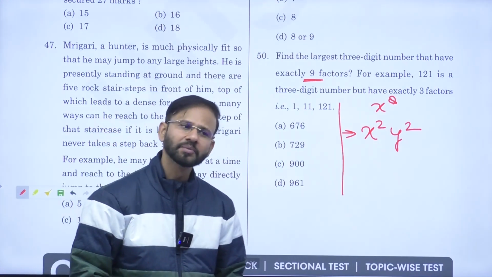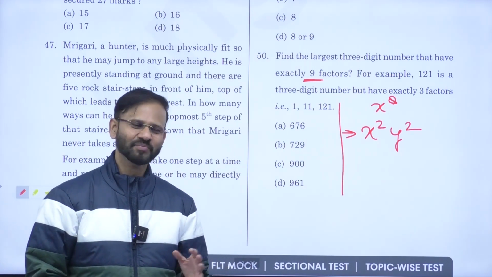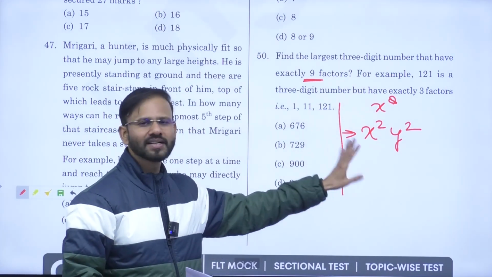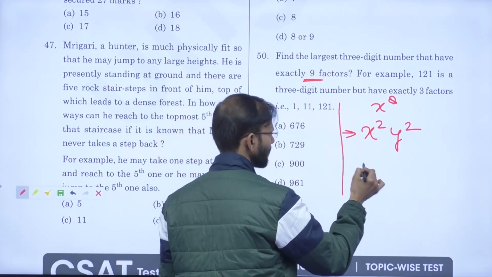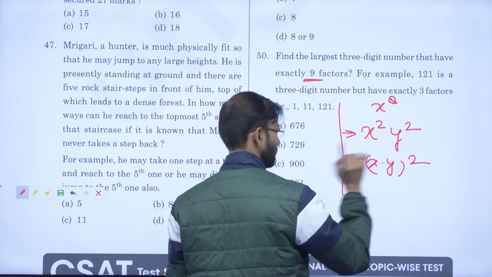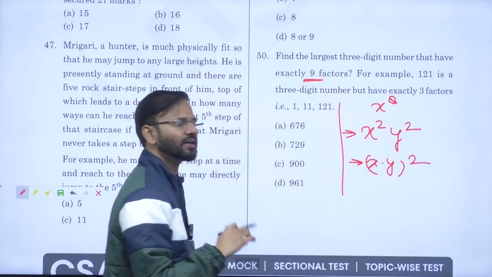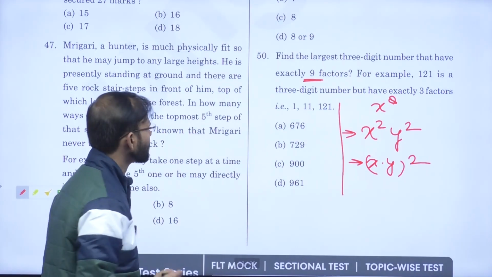If you didn't study it, please guys, we actually teach these types of topics in our class in detail. Fine? So this is x into y raised to the power 2, so a perfect square number which is the product of two prime numbers.